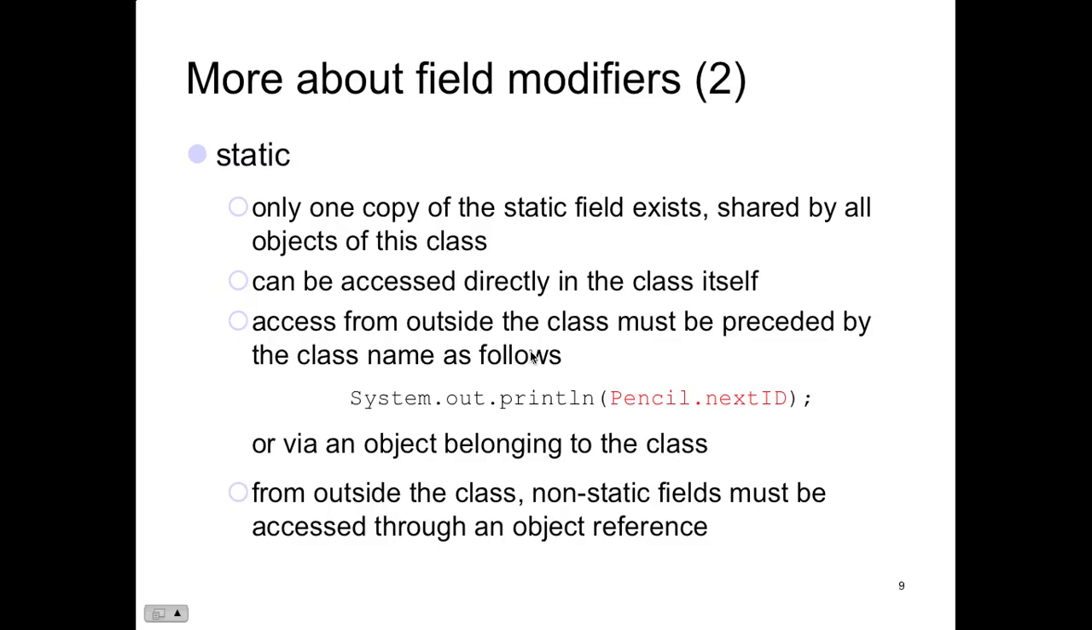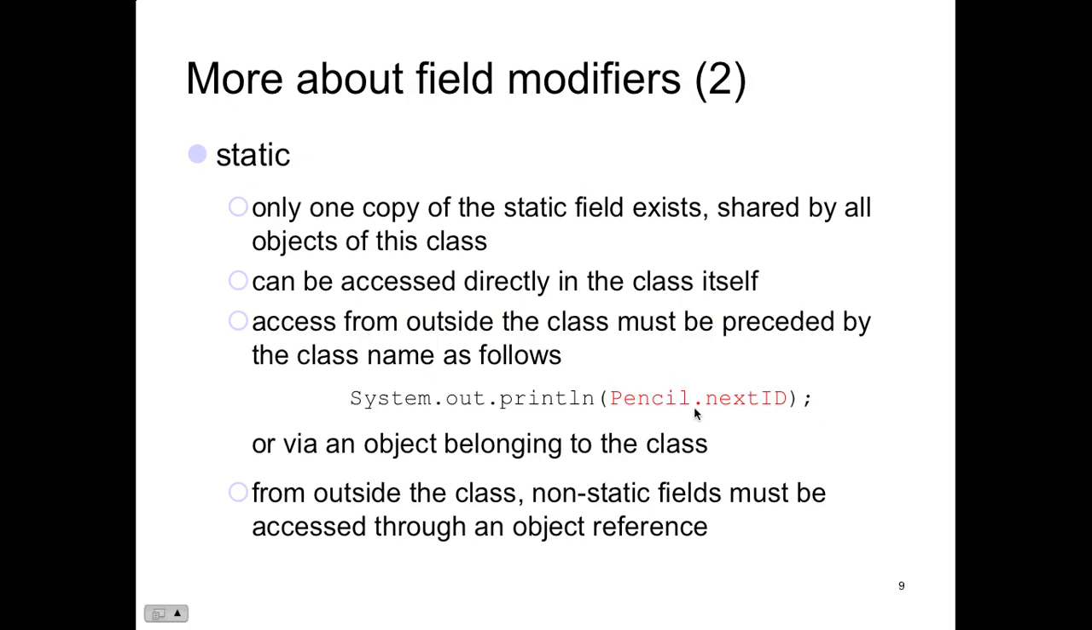Excellent point. So let's talk about static for a second. Only one copy of the static field exists. We don't get separate copies for each one of the instances of the objects. It's shared by all objects, however, so everybody has access to it, but we only get one. It can be accessed directly from the class itself, and it can be accessed from outside of the class. It must be preceded by the class name.